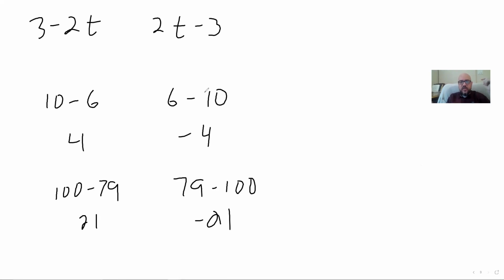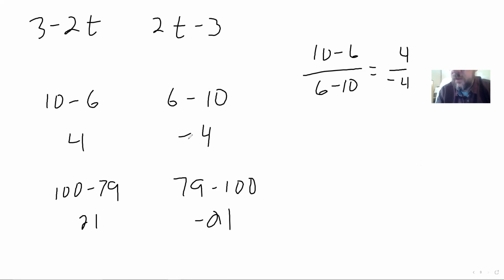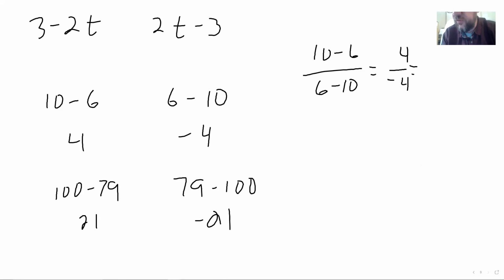Notice that these things are always negatives of each other. If I just reverse the order I'm subtracting in, I get things that are negatives of each other. So if I have something like this, 4 over negative 4, that is negative 1. And in fact, that always happens. If you've reversed the order, so if I do a minus b over b minus a, no matter what a and b are, I end up with negative 1.